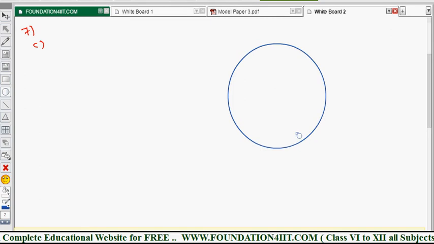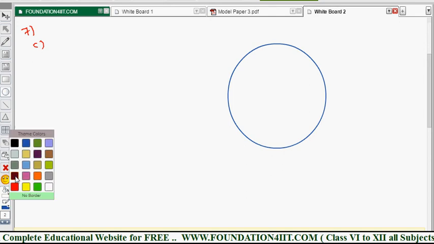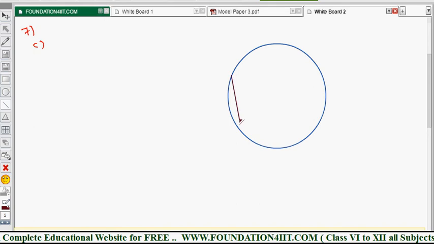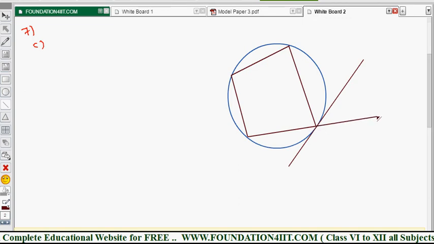And ABCD is a cyclic quadrilateral. So A to B, B to C, and CD, DA. This is a cyclic quadrilateral, and CD is the chord and CT is the tangent. So it's a tangent, and by extending this line, the same line only is extended. So this is the given diagram, and O is the center of the circle.